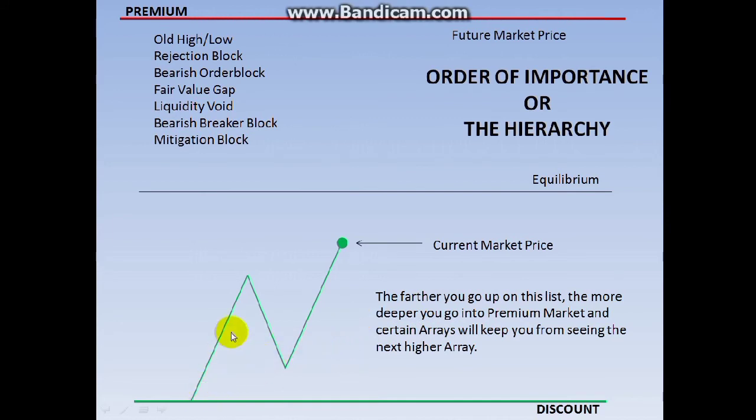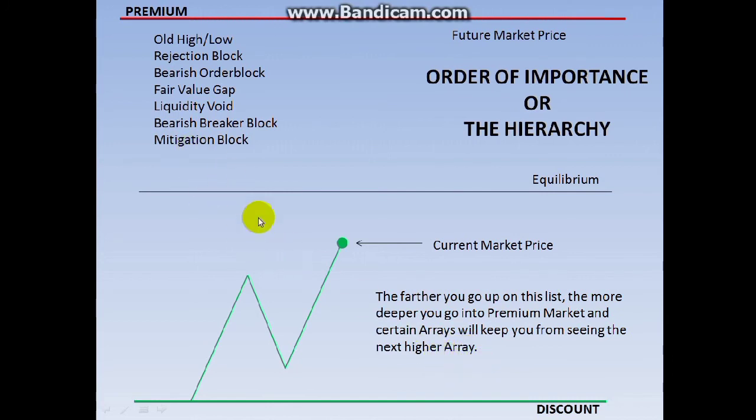If this is price, smart money accumulates down here, and price starts retracing downwards to go up. If price starts retracing downwards to go up, where do we look? Is there a gap? Is there a bearish order block? Is there a rejection block, or is there an old high or old low? The further you go up this list, the deeper you go into premium market, and certain arrays will keep you from seeing the next higher arrays.